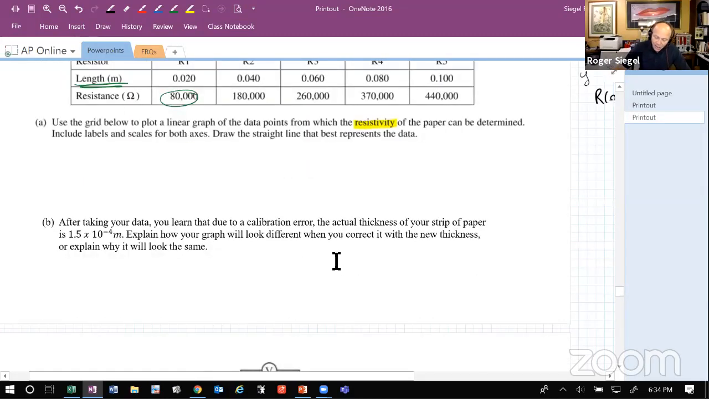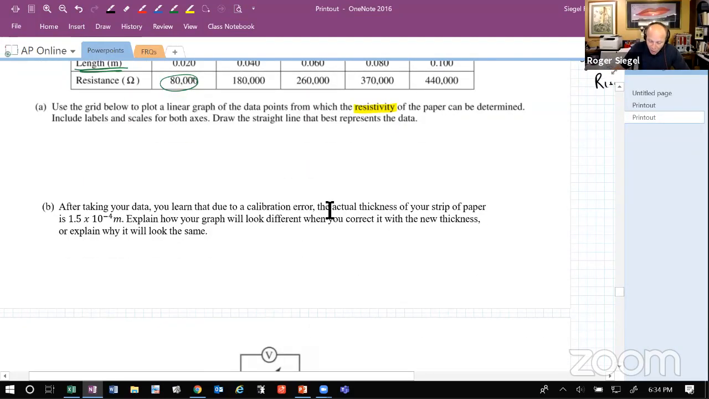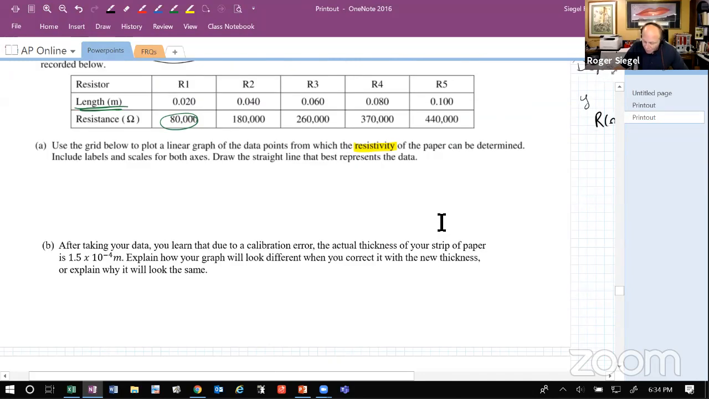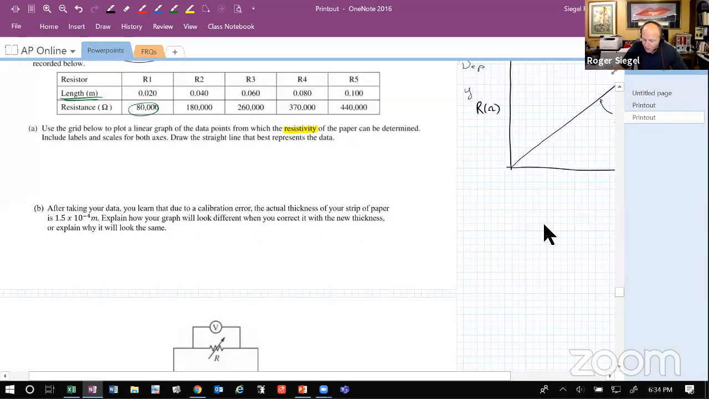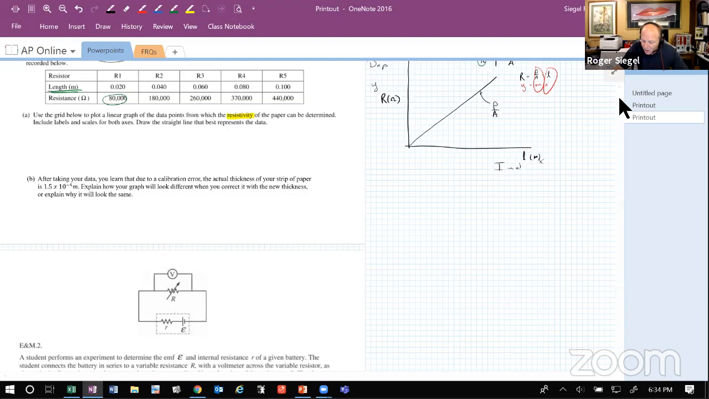Now, look at this. After taking your data, you learn that due to a calibration error, the actual thickness of your paper is, well, let's see, hold on a second. I'm going to back up for a minute. I think I brushed over something a little bit too soon, and I want to make sure that I make the point correctly.